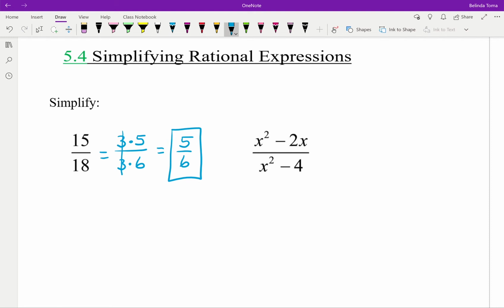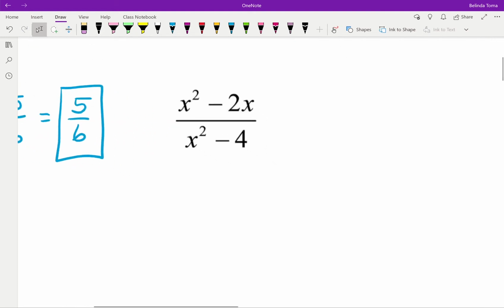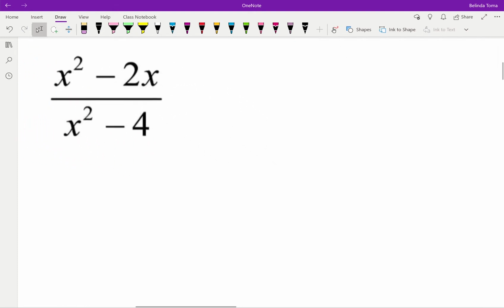This process is what we will apply to rational expressions. And again, rational expressions are fractions that have variables in either the numerator, the denominator, or both. So let's go ahead and look at our first rational expression. What we want to do is put both the numerator and the denominator into factored form. So in the numerator, I'm going to factor out a GCF, and in the denominator, I'm going to factor the difference of squares.